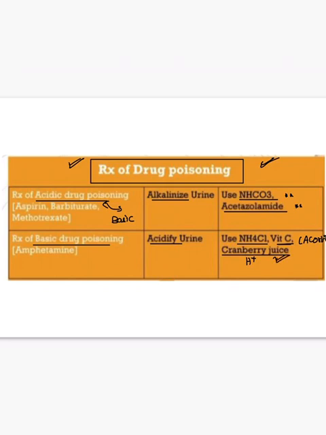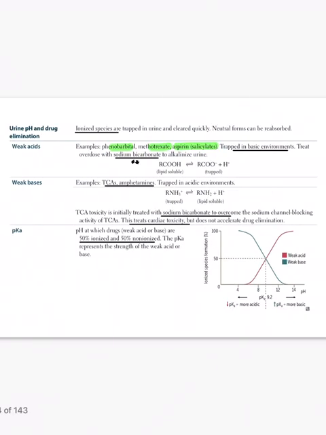So what are some acidic drugs? That is aspirin, barbiturate and methotrexate. Okay, these three are the acidic drugs. And when you have basic drugs like amphetamine, okay, you need to acidify the urine. Okay, that is important. Now see, coming on to this First Aid part. What does First Aid write for you, and what are the options that can come in your exam?